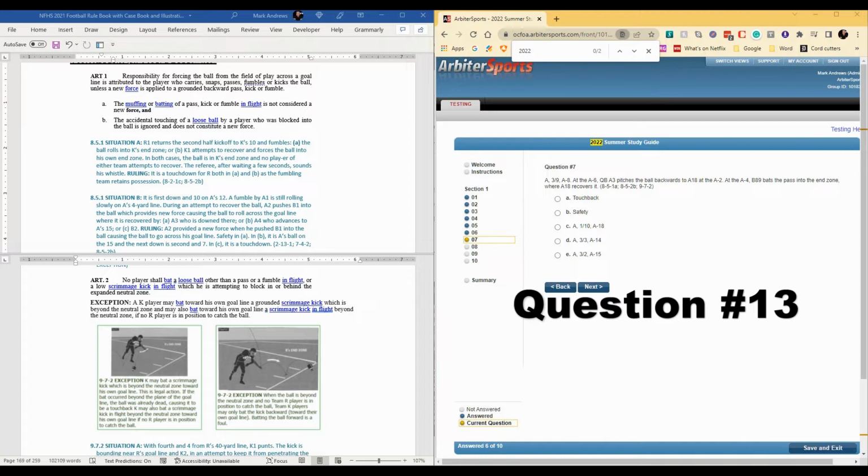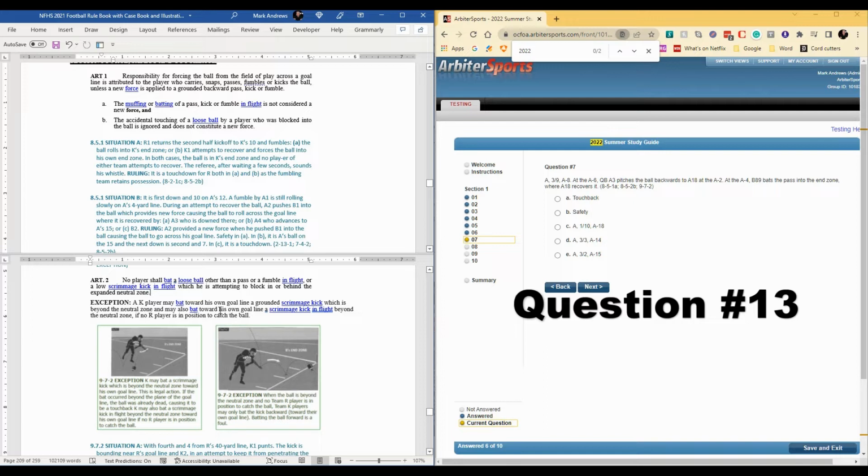So the foul would be illegal batting, and 972 covers that. It's down here at the bottom. It says, no player shall bat a loose ball other than a pass or fumble in flight, or a scrimmage kick in flight which he's attempting to block in or behind the expanded neutral zone. There's one exception to that. On a scrimmage kick, a K player can bat the ball towards his own end zone. A grounded scrimmage kick: he can't do it in the air, but once it's grounded, he can bat it backwards towards his own end zone.